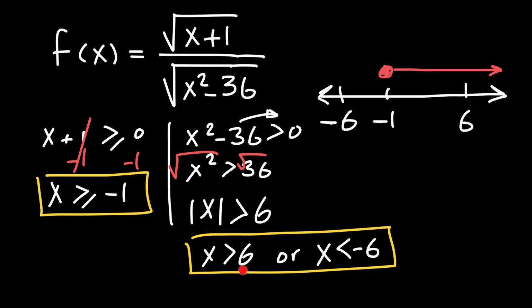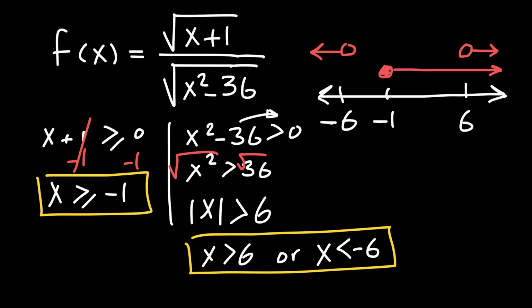Now let us come to this part. x greater than 6. So here is 6, and we don't have an equal sign. So I have to make an open circle and mark all the x's which are greater than 6. Now for this part, x less than minus 6. Here is minus 6. Again, I have to make an open circle and mark all the x values less than minus 6.